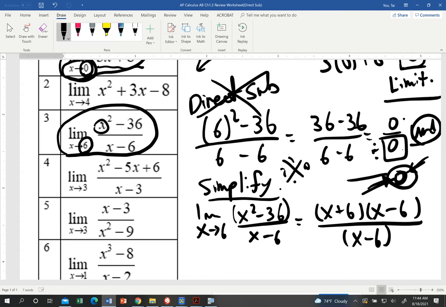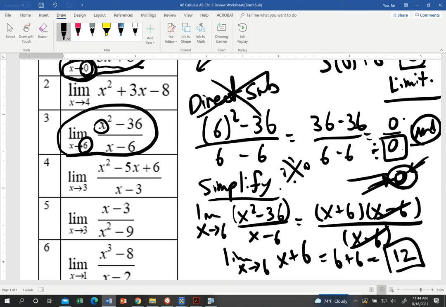Is there anything that we can simplify or cancel? The x minus 6 cancels, so when you simplify this, we only get x plus 6. Does that make sense? Once you simplify, you can use direct substitution. This is 6 plus 6, so your limit is 12. That's kind of nice, isn't it?